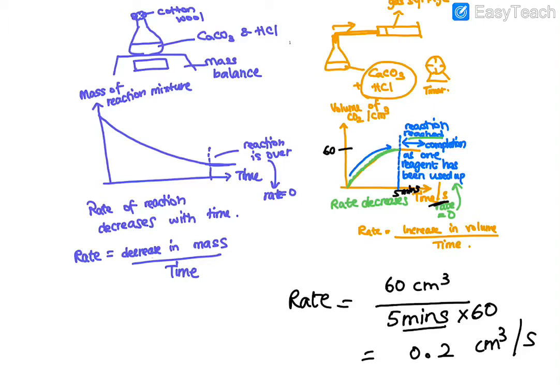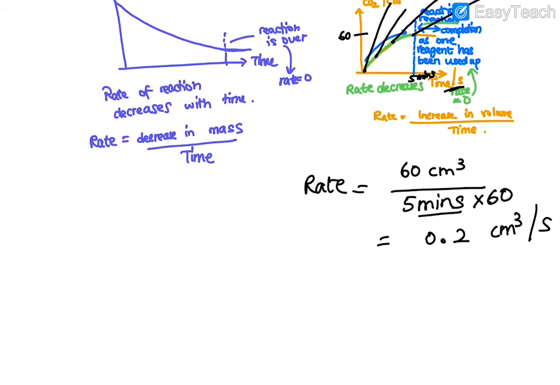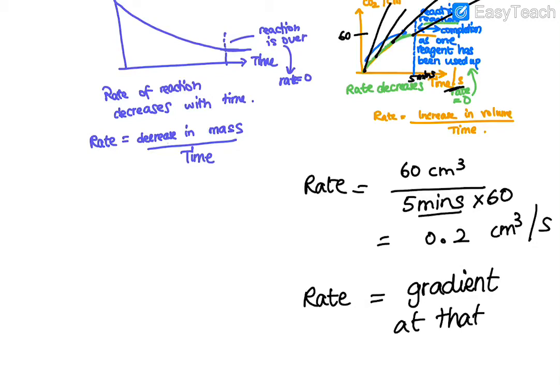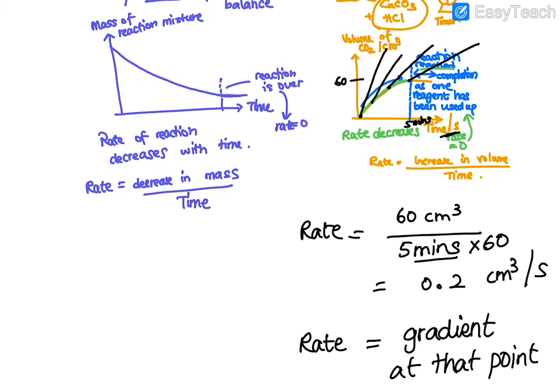Now, graphically, how can we get the rate? The rate at any point on a graph can be obtained by the gradient at this point. So if I draw a line here and I can find the gradient at each of these points, the gradient at these points will give me the rate. So from a graph, rate can be found at any point from the gradient at that point. So this is for the first part of this unit.